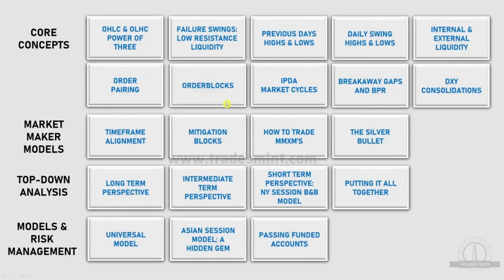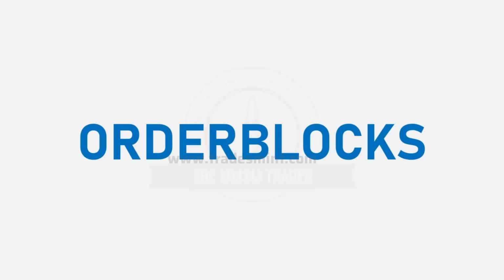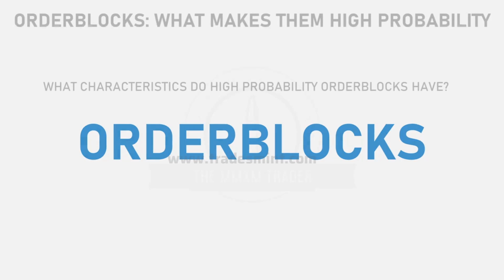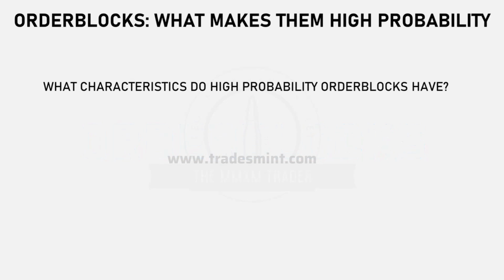Order blocks. What makes them high probability and what are the characteristics of them?